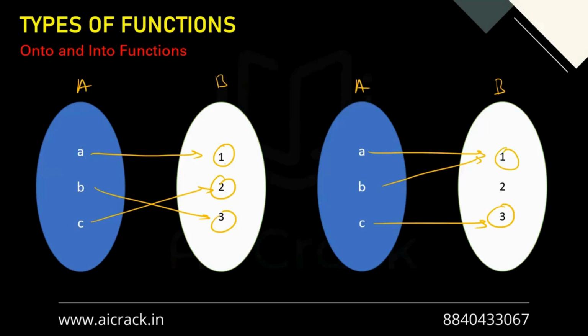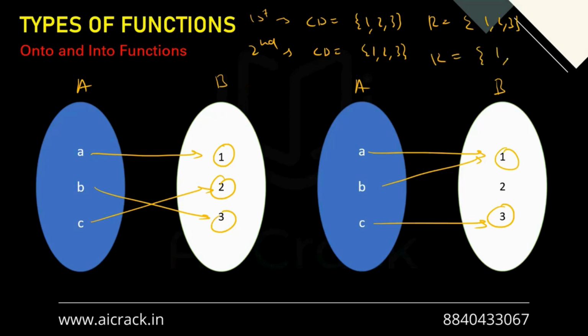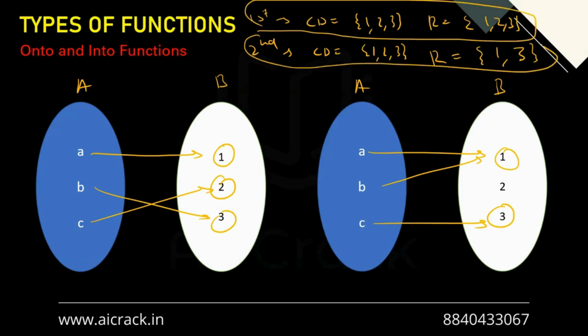In the first case, the codomain is 1, 2, 3. And similarly, in the second case as well, the codomain is 1, 2, 3. But in the first case, the range is 1, 2, 3, and in the second case, the range is 1 and 3. So in the first case, the codomain was 1, 2, 3 and the range was also 1, 2, 3. In the second case, the codomain is 1, 2, 3 but the range is only 1, 3. Right. So in the first case, range equals codomain. In the second case, range is not equal to codomain.